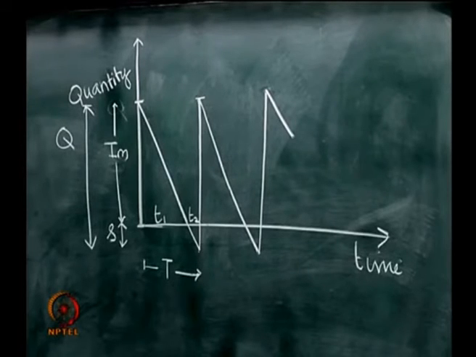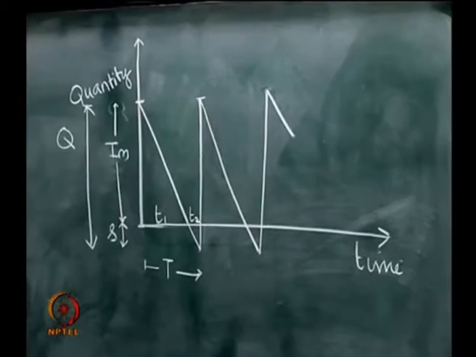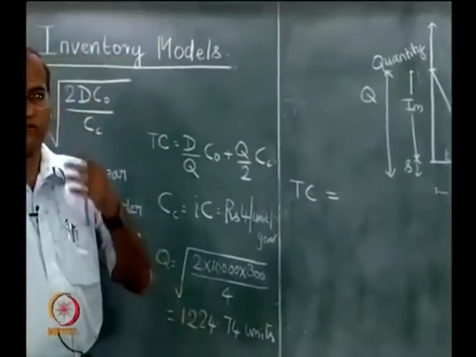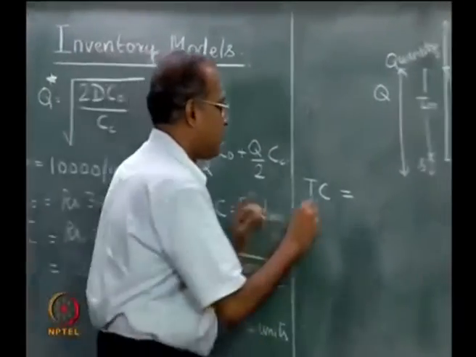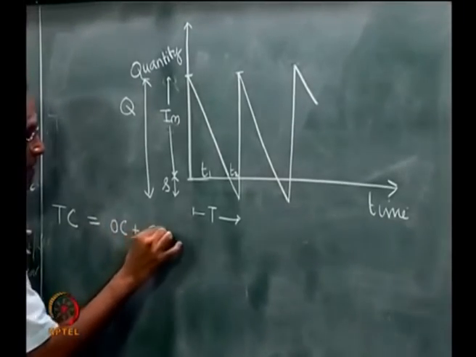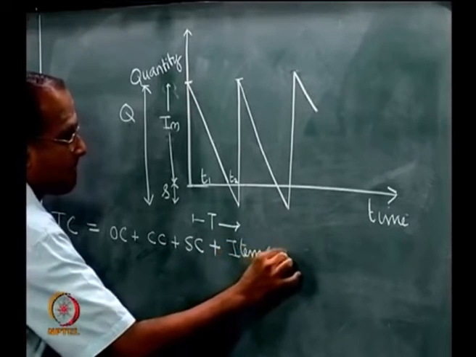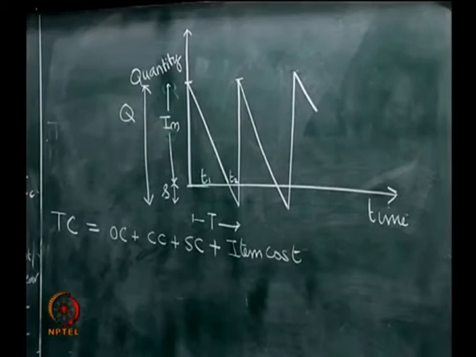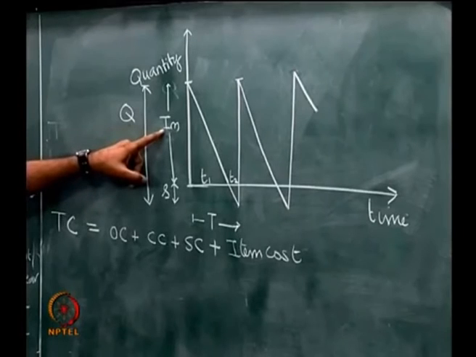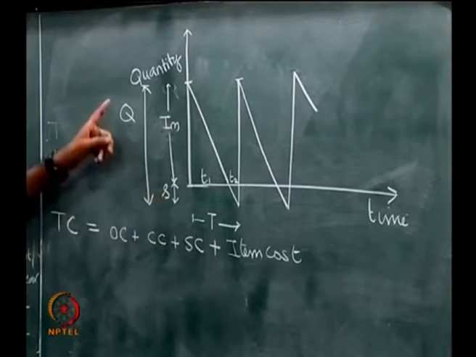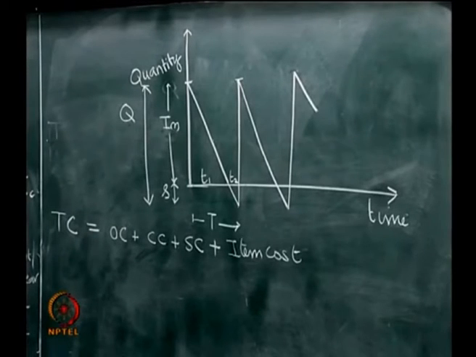So now there are 4 costs that we will have. So let the economic order quantity be Q, or the quantity that we order is Q. So the total cost, TC, has all the 4 costs: order cost plus carrying cost plus shortage cost plus item cost. Now Q is the variable which is the order quantity, IM is a variable, S is a variable, but they are related, Q equal to IM plus S.